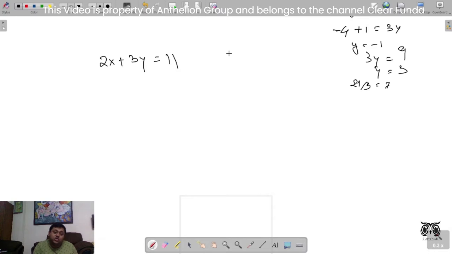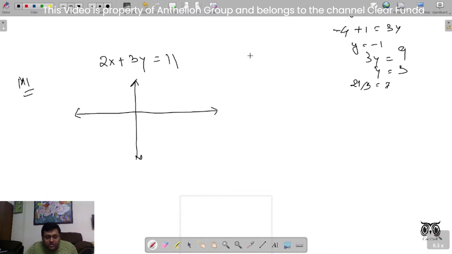Now how to actually draw a graph like this? See, there are two methods to it. Method number one, which I personally prefer, which is my method, it is normally not used in the books. You first put x equals 0. If x equals 0, it means y equals 11 by 3, something like this. Now put y equals 0. Because x equals 0 means it is on the y-axis, and we have learned that y equals 0 means it is on the x-axis, the distance from the x-axis is 0. So if y equals 0, then x equals 11 by 2. 11 by 2 is like 5 point something. Okay, this is 11 by 2.